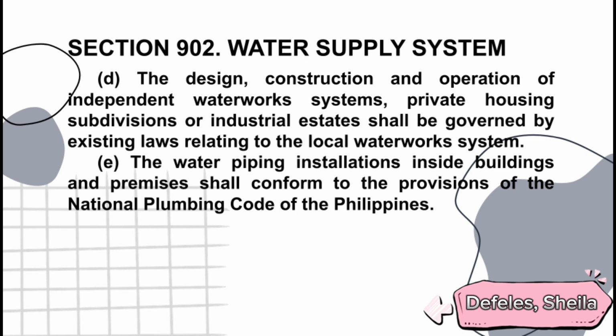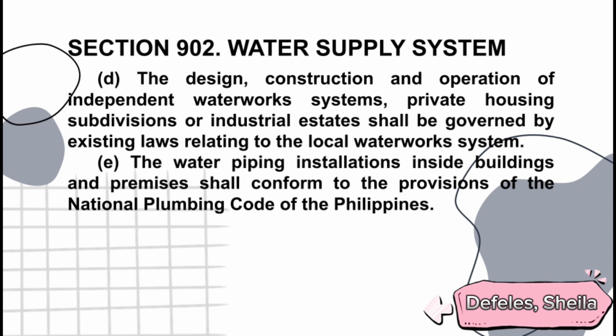The last one, under Section 902 Water Supply System, the water piping installation inside the buildings and premises shall conform to the provisions of the National Plumbing Code of the Philippines. So basically, yung sinasabi lang dito sa last na to is yung lahat daw ng piping installation sa isang building na itatayo or sa isang building na may human habitation is dapat naka-conform or naka-ayon sa provision ng National Plumbing Code of the Philippines.